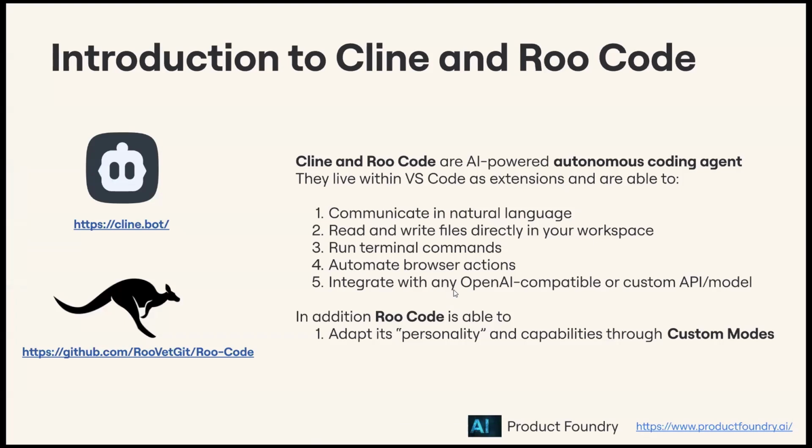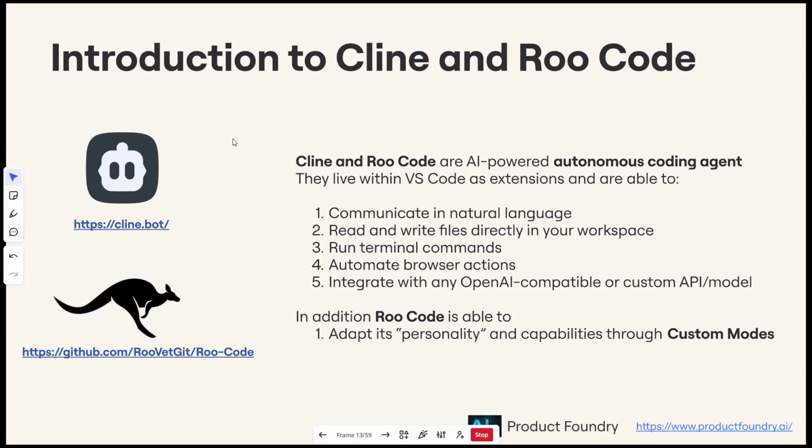Most of you have probably used something like Copilot to do your coding in, and Copilot's great. The next level up from something like Copilot is the AI autonomous coding agents, and Cline and RooCode are examples of this.